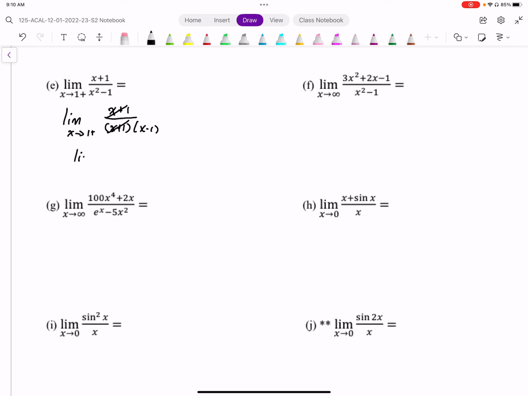So then I can evaluate this limit as x approaches 1 from the positive side of 1 over x minus 1. If I plug in numbers from the positive side, I'm plugging in numbers bigger than 1. So I'm going to be approaching 0 from the positive side. Okay, so if I'm dividing by a positive 0, that's going to end up being positive infinity as my limit.